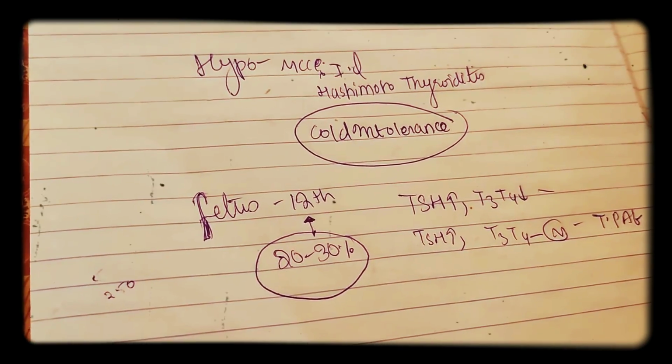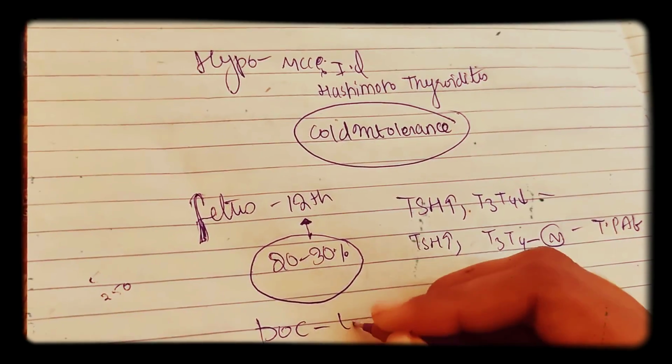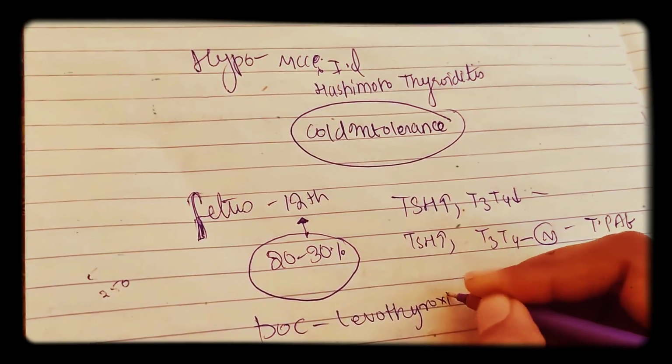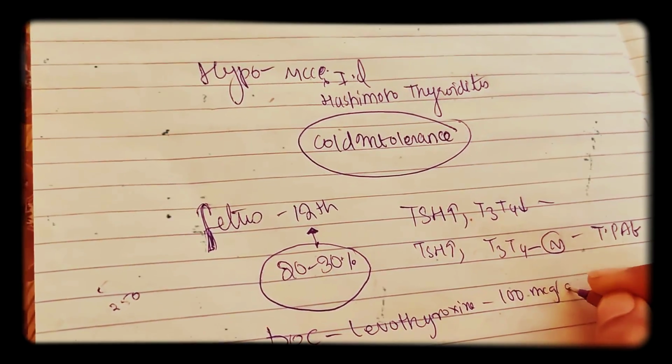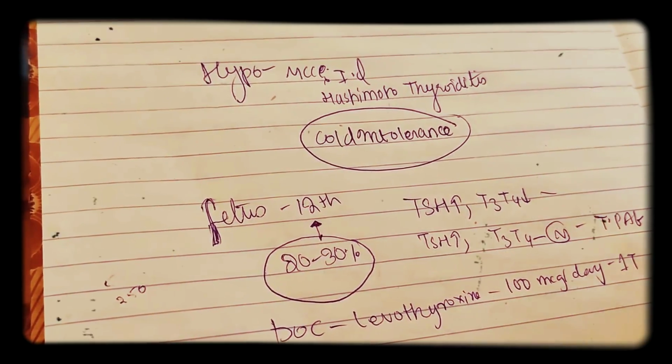Now let us see the management of hypothyroidism. The drug of choice is levothyroxine. Use levothyroxine starting at 100 micrograms per day, and it should be started in the first trimester. So you should begin this by the first trimester.